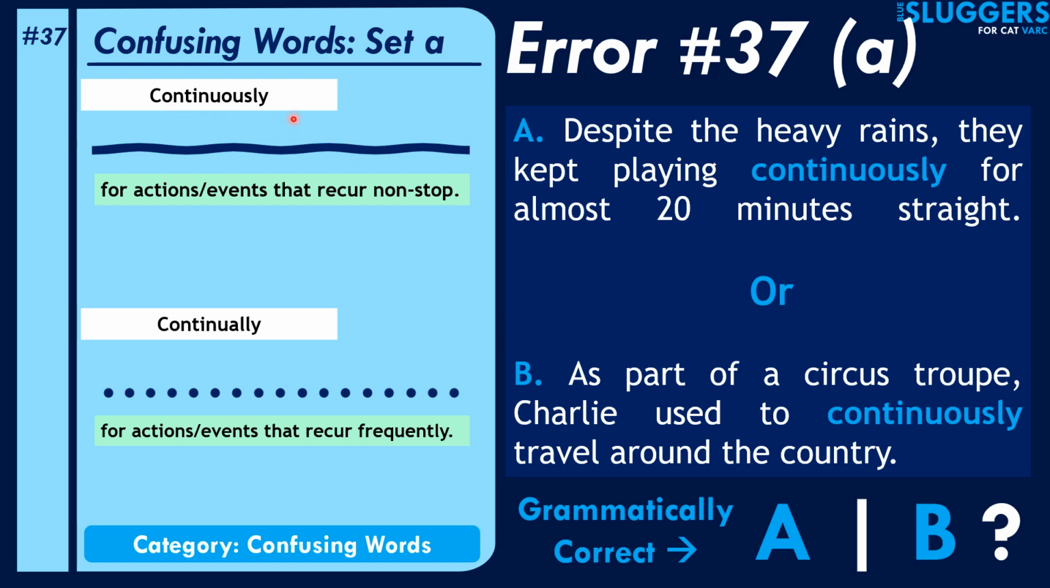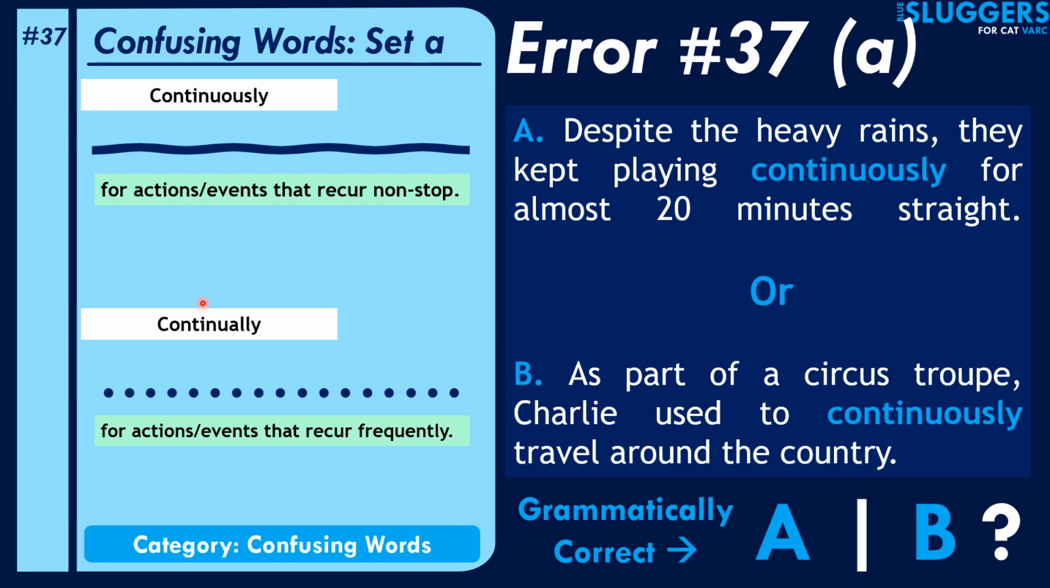So let's start. When you say continuously, it basically means something that is being carried on without any pause whatsoever. Without any breaks whatsoever, like literally. So for example, if you say that despite the heavy rains, they kept playing continuously for almost 20 minutes straight, yes, it makes sense because that basically means that the play continued throughout these 20 minutes. Not even for a few seconds did it stop or halt at any point of time. So that means the whole action was carried out continuously, right?